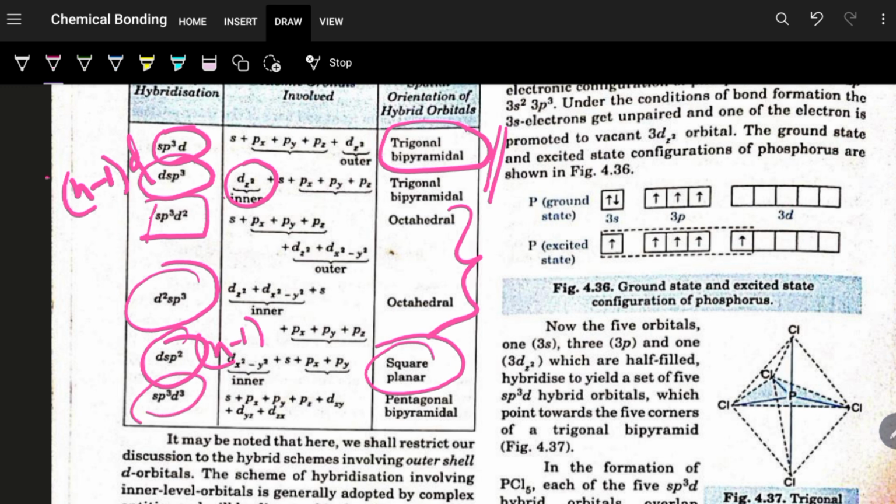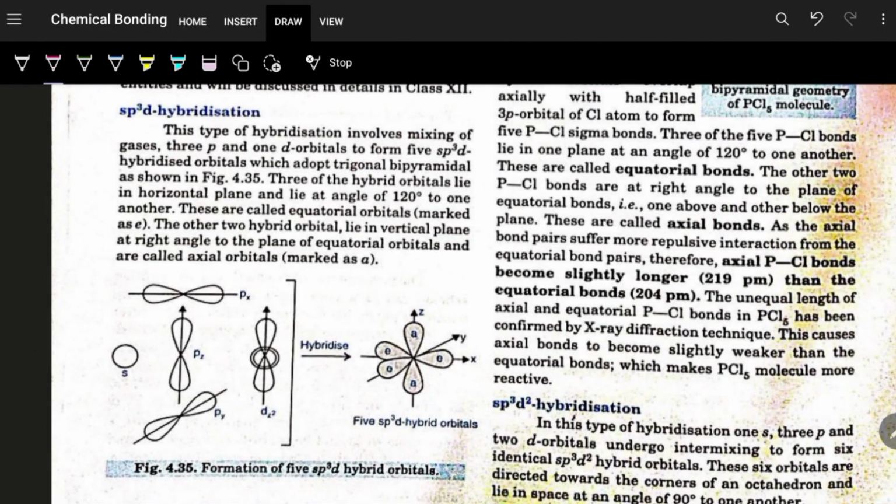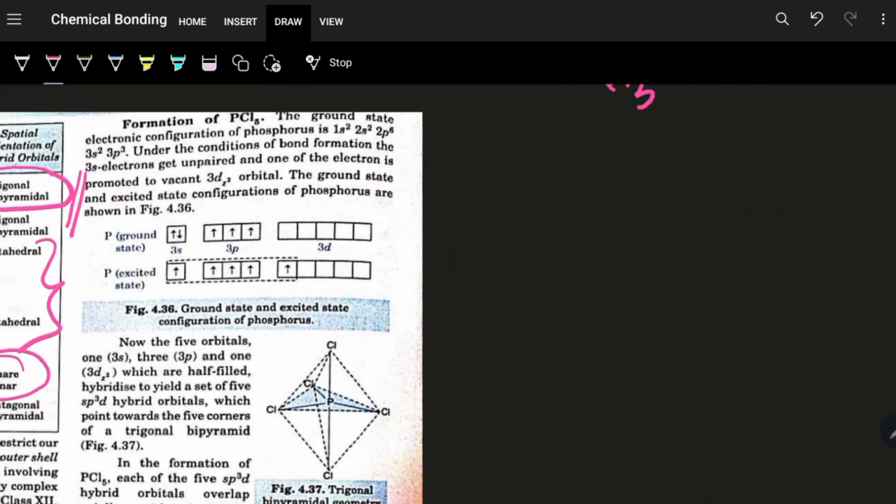And sp3d3, which we will rarely discuss, is pentagonal bipyramidal. Just keep in mind that it is pentagonal bipyramidal. Okay, so regarding the sp3d hybrid orbital, this is 1s, p3 should be there, so 1, 2, 3, and this is your dz square. When it undergoes hybridization, a TBP structure, sp3d, is obtained in this manner.